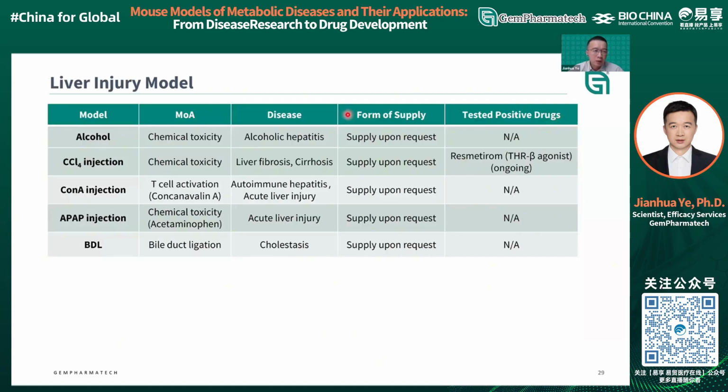For other liver injury models, we also have the chemical injury model, like alcohol, and we also have the surgery model, like the bile duct ligation model.